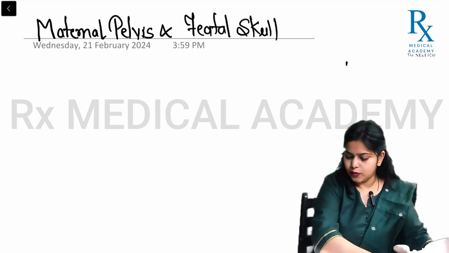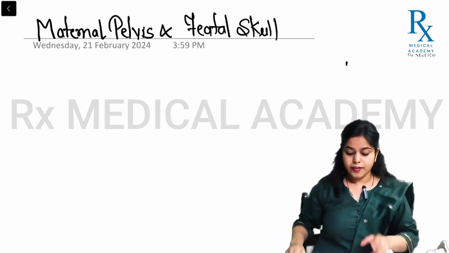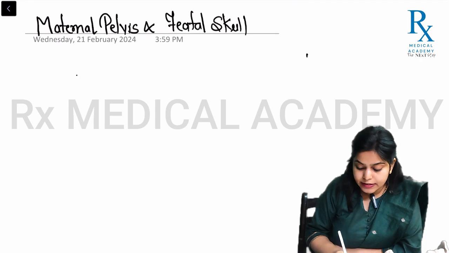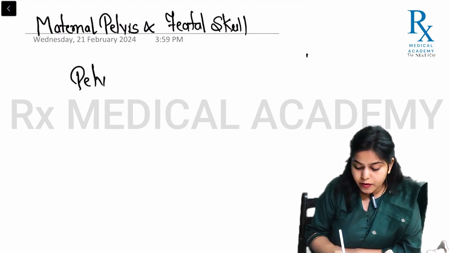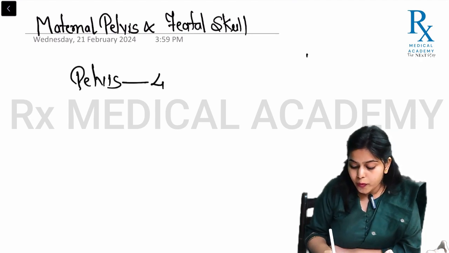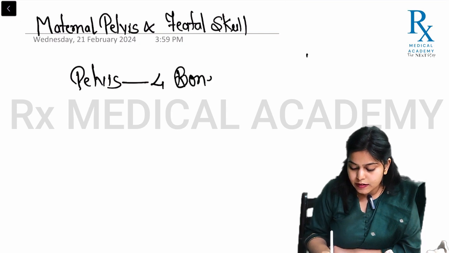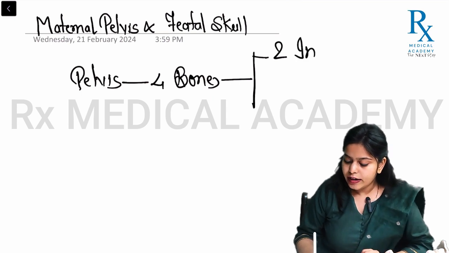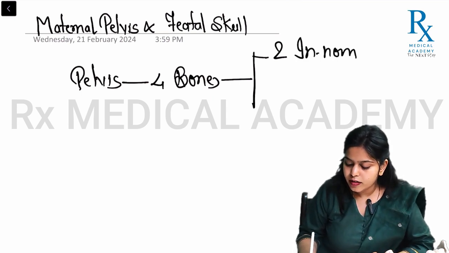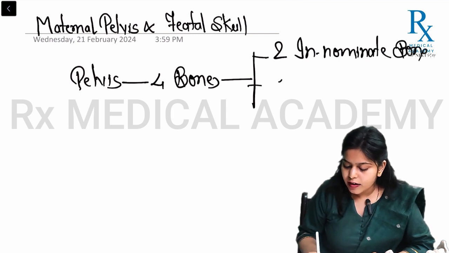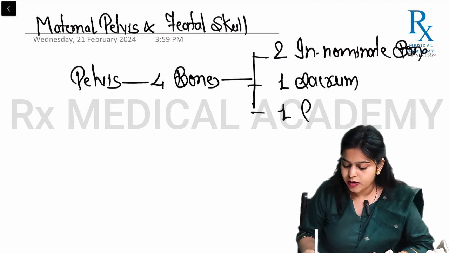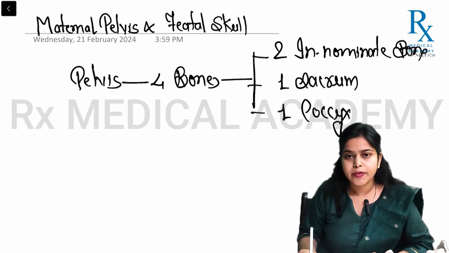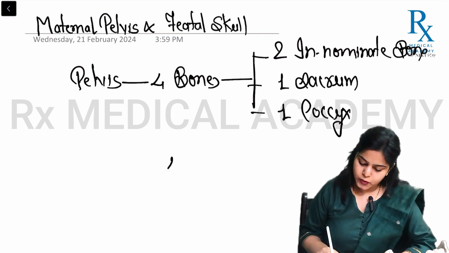So let's start taking notes. First of all, the maternal pelvis. It is made up of four bones: two innominate bones, one sacrum and one coccyx. Okay, four bones, four joints.